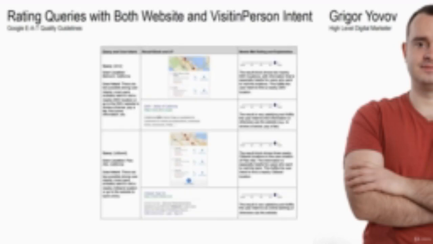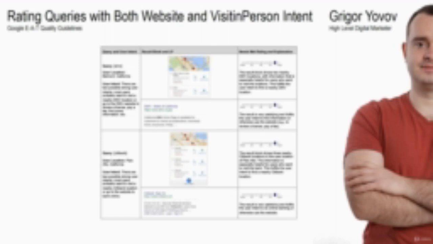Hello, in this lesson we'll talk about rating queries with both website and visiting person intent, and this is the case when these intents are equal in strength. They have the same power in both cases, and the Google raters cannot distinguish which is the main intent, and it has actually two equal intents, so it will be rated on the basis of these two intents. We have a couple of examples here.